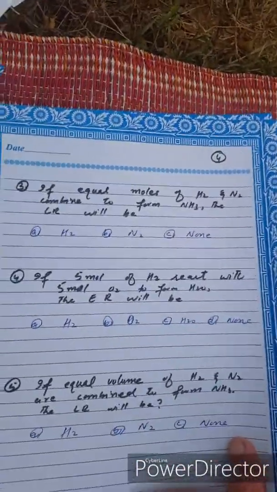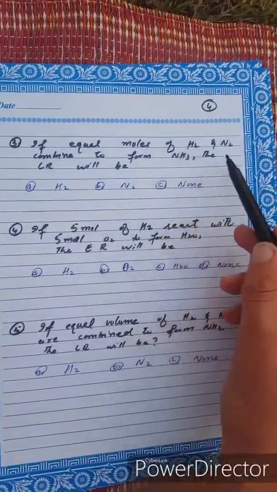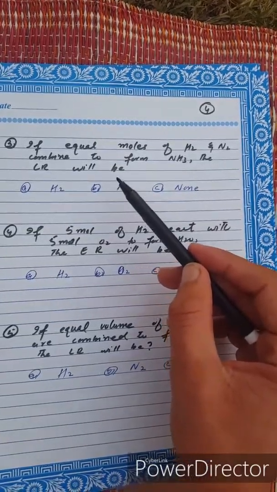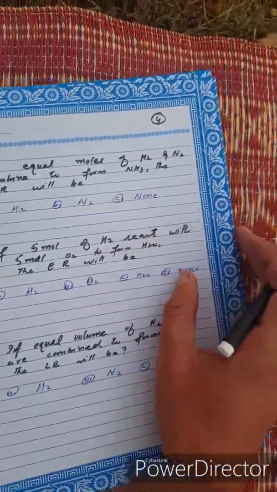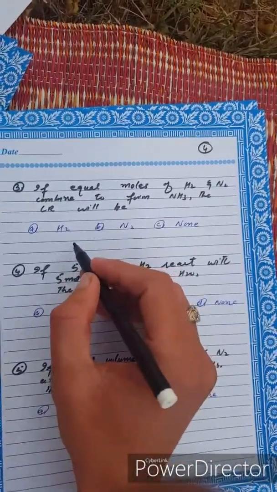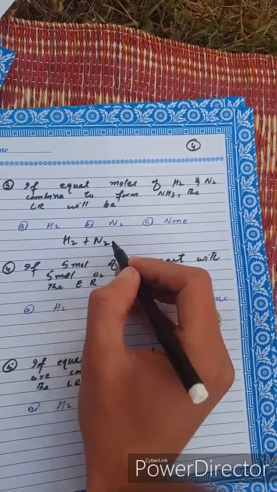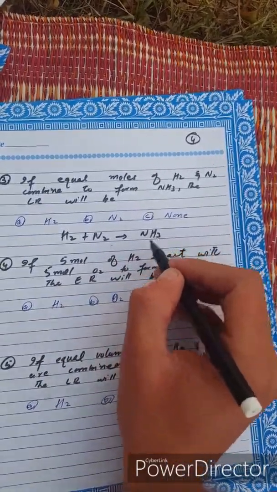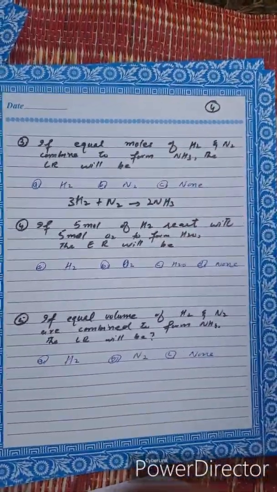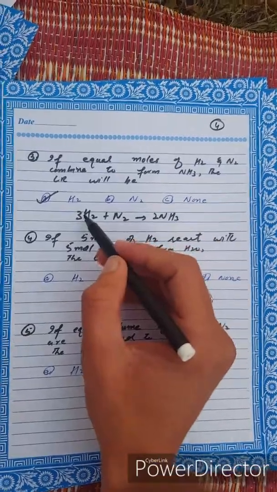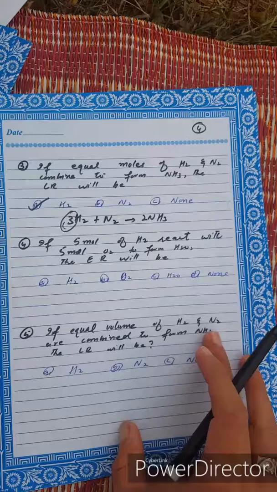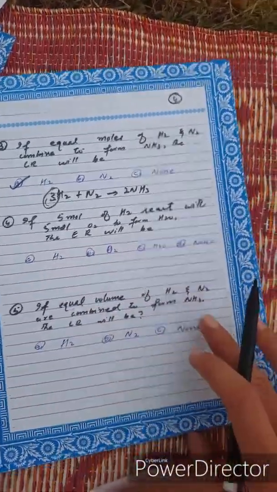Now the third problem: if equal moles of hydrogen and nitrogen combine to form ammonia NH3, the limiting reagent will be? Same question like that one. First of all we have to write the equation: hydrogen combined with nitrogen gives us NH3. Let's balance it. Now in this question the limiting reagent is hydrogen because it has the greater coefficient, and if equal moles are given, then the limiting reagent will be the one having the greater coefficient.